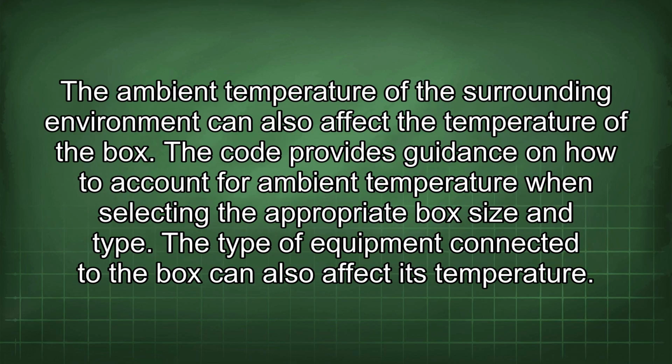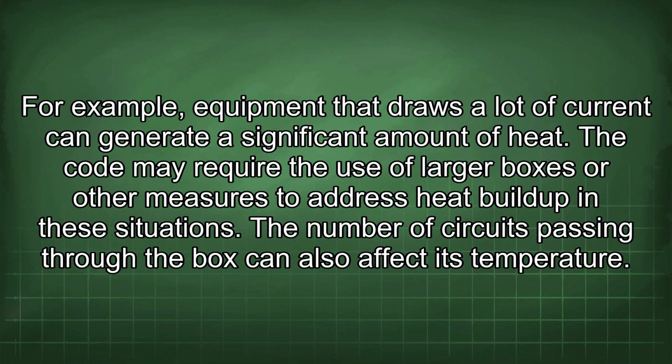The ambient temperature of the surrounding environment can also affect the temperature of the box. The code provides guidance on how to account for ambient temperature when selecting the appropriate box size and type. The type of equipment connected to the box can also affect its temperature. For example, equipment that draws a lot of current can generate a significant amount of heat. The code may require the use of larger boxes or other measures to address heat buildup in these situations.